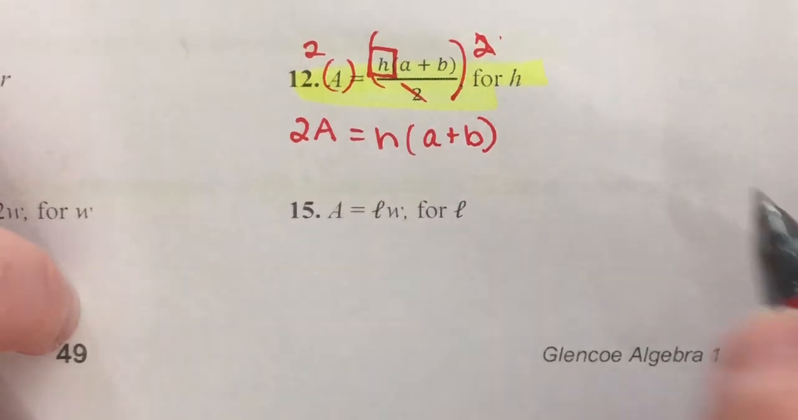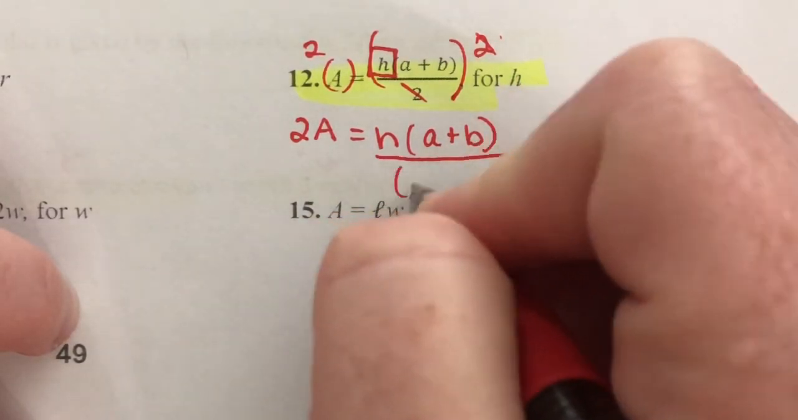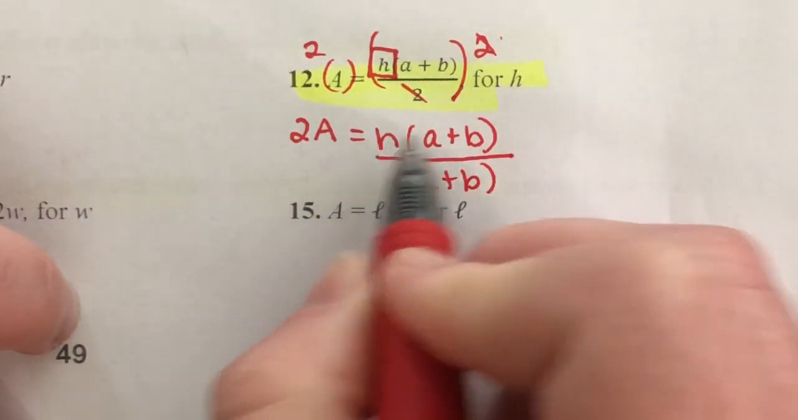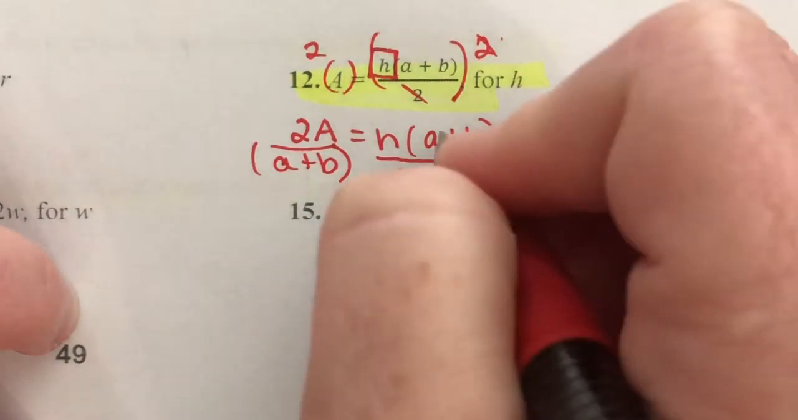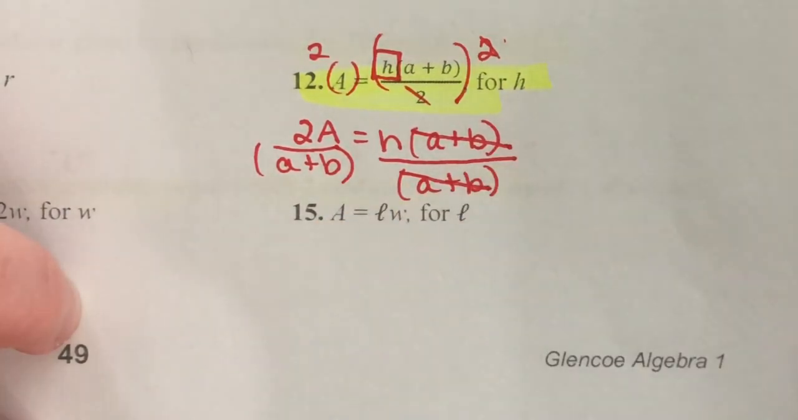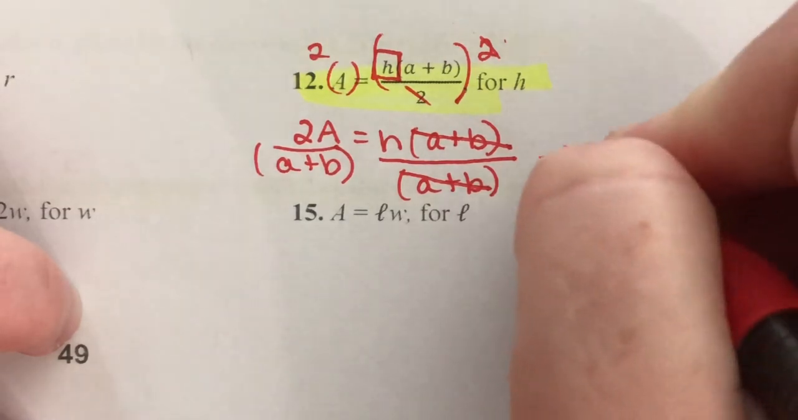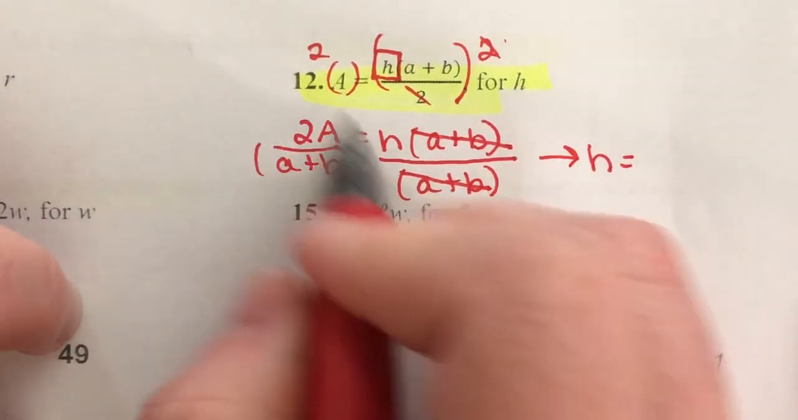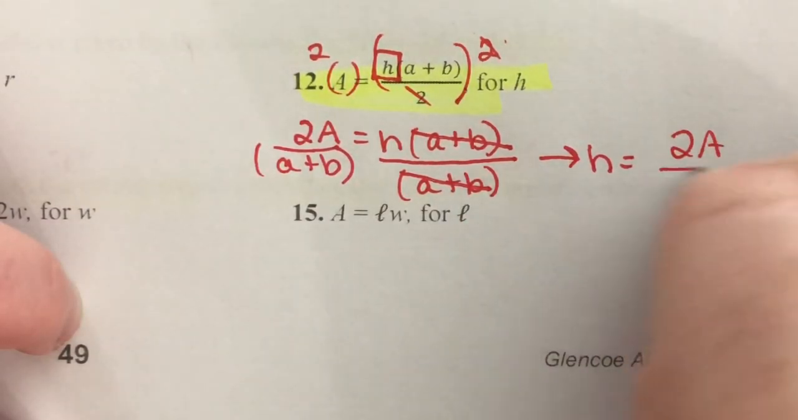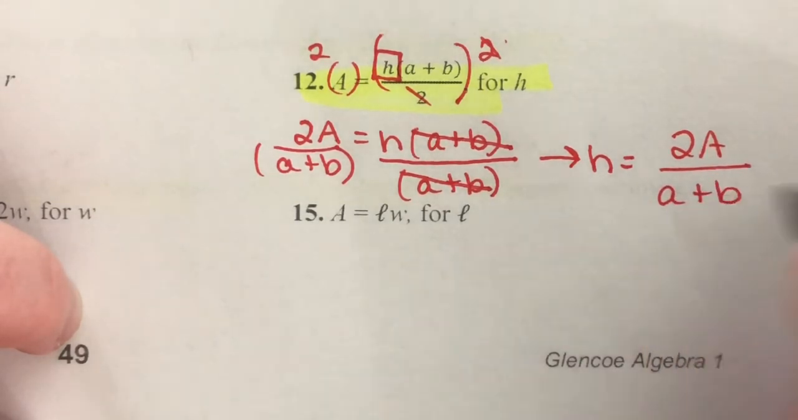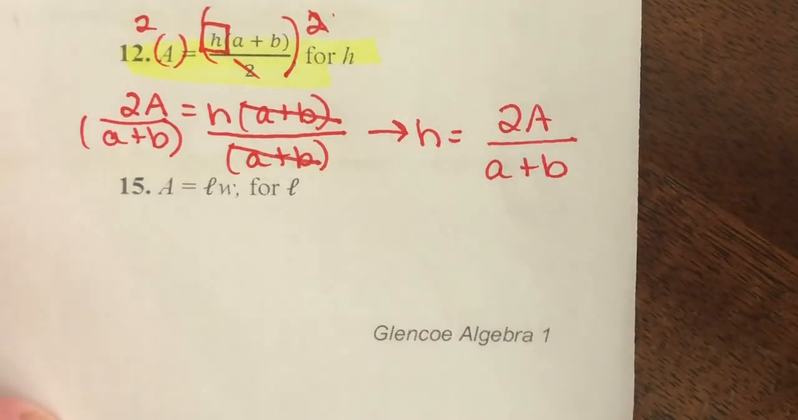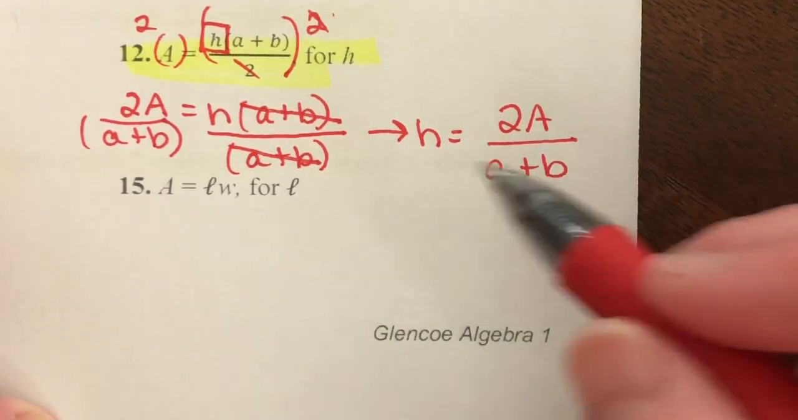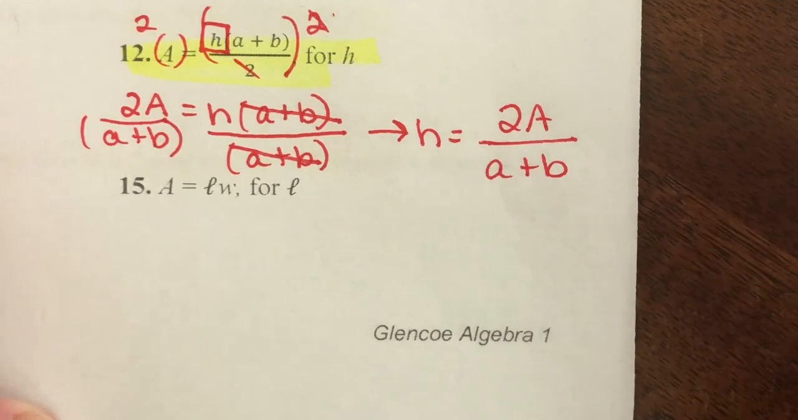I'm trying to get h alone, so I need to divide by a plus b, because right now it's being multiplied by a plus b. So I can divide this side by a plus b. And these sides cancel each other out. So I'm left with h equals this side, 2a over a plus b. You don't have to keep the parentheses around if it's the only thing on the bottom. If there was other stuff with it, you'd have to put the parentheses around. When it's the only thing, you don't.